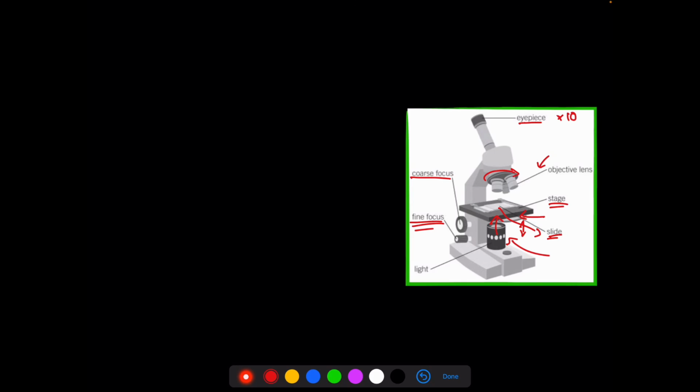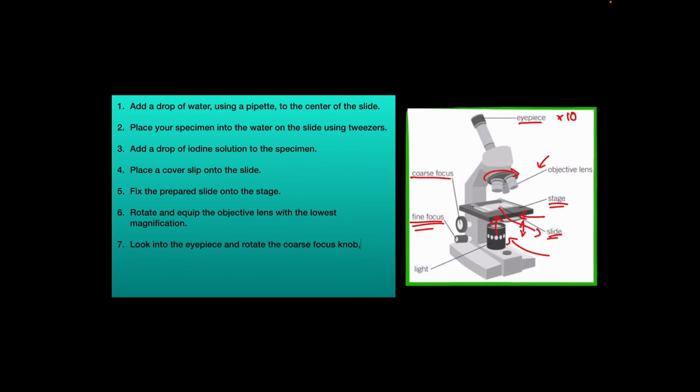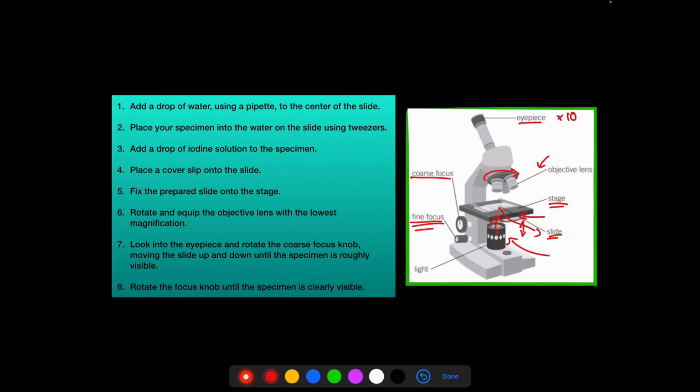Now for the steps, if you were asked a 6-mark question in an exam, for example, how would you view an onion cell? How would you view this plant cell? This is how you would view it. The first step: add a drop of water using a pipette to the center of the slide. You remove the slide first, but that doesn't need to be a step. You can include it if you want.